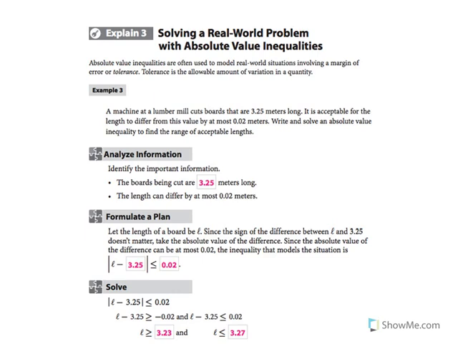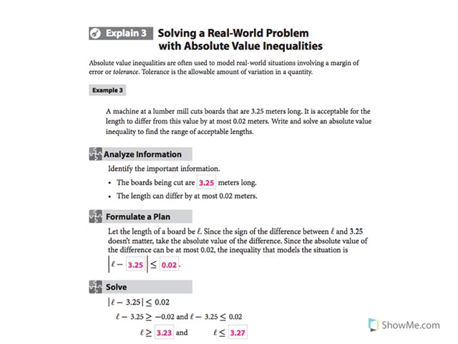So solving a real world problem with absolute value inequality. Absolute value inequalities are often used to model real world situations involving a margin of error or tolerance. Tolerance is the allowable amount of variation in a quantity. Example 3. A machine at a lumber mill cuts boards that are 3.25 meters long. It is acceptable for the length to differ from this value by at most 0.02 meters. Write and solve an absolute value inequality to find the range of the acceptable length.